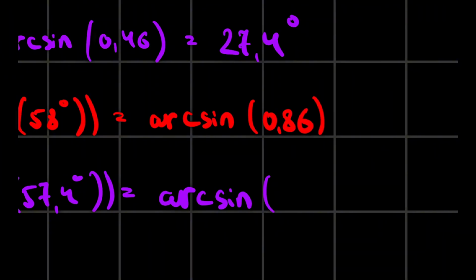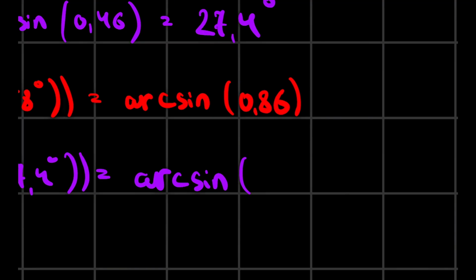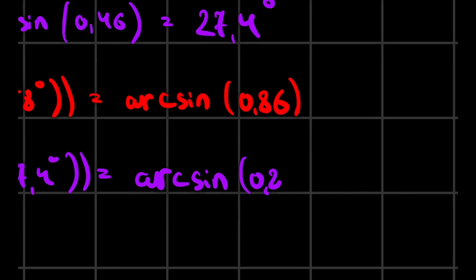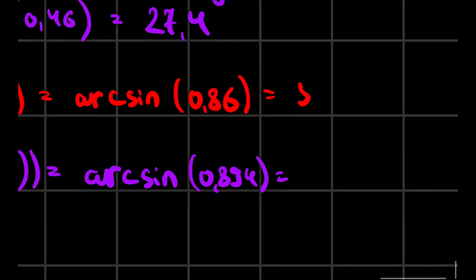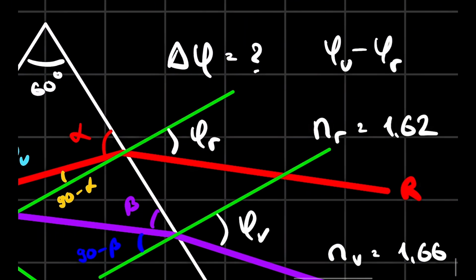This number is something about 0.86. What about the second arcsine? It is 0.894. Yep, that would be enough. So this is some number, this is some number, and let's put those numbers in and find our phi. This thing is 59.32 degrees, and the second one would be 63.38 degrees.